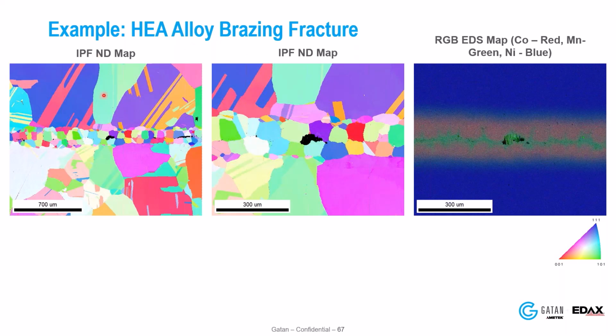This is at a low magnification, so you can see the grain structure of the high entropy alloy. It's much smaller than the base metal. If we zoom in on this area of interest, we get an idea of what the grain structure is for the braze. And this RGB EDS map shows us where the composition changes from the nickel alloy to the high entropy alloy. So that's where we're interested.